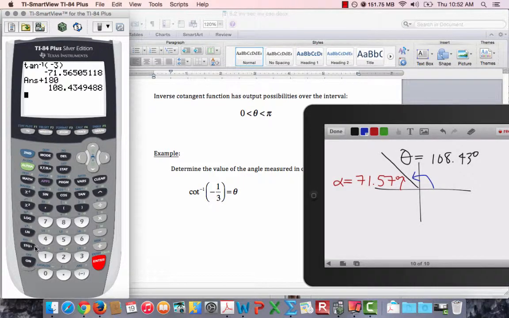Let's notice, just for the sake of checking our answer, that if we were to store that value into an accessible variable here, let's just store it into x, and then let's say we wanted to determine, does this angle have the tangent that we were expecting, the tangent of x? Sure, the tangent of x is going to be -3. That's what we evaluated. And therefore, if the tangent is -3, it's going to have a cotangent that is -1/3.